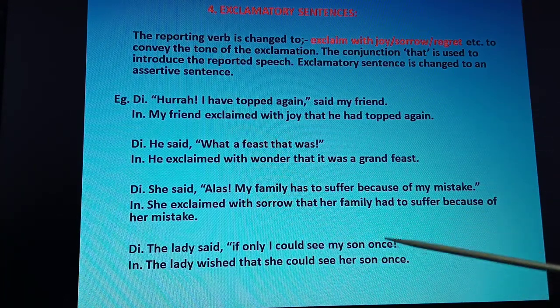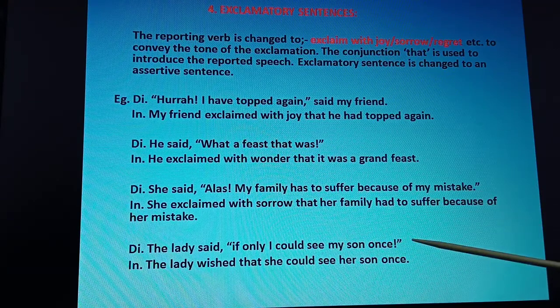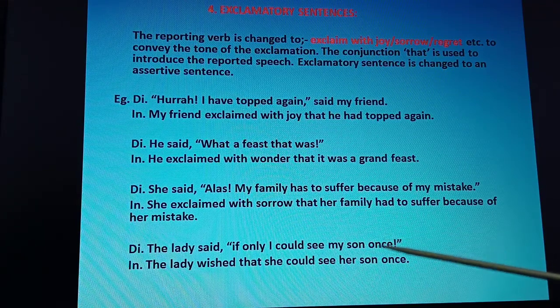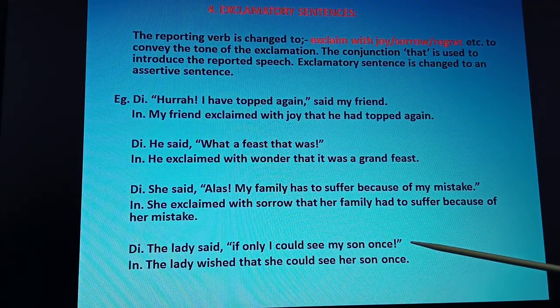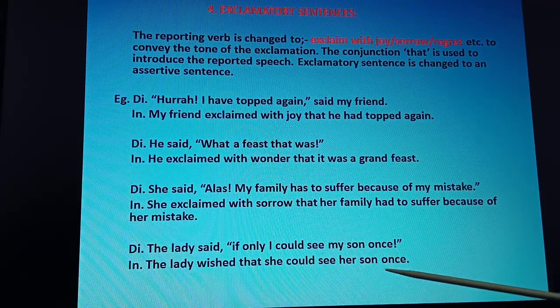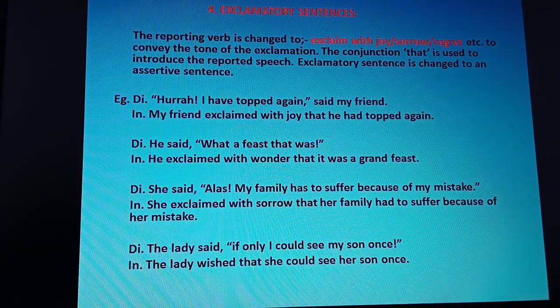The lady said, "If only I could see my son once." What is the lady doing? Wishing, no? I wish I will see my son once, at least once. "If only I could see my son once." Indirect speech would be, the lady wished that she could see her son once.